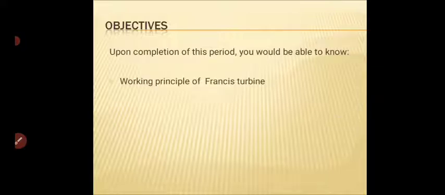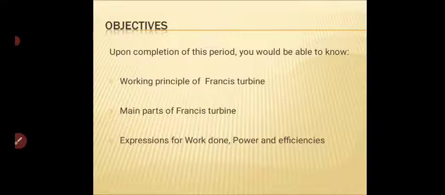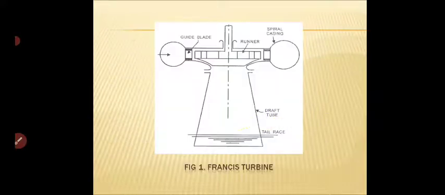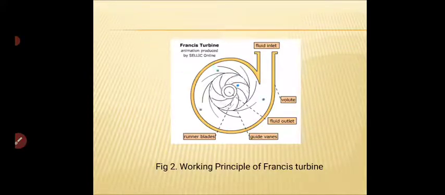So the objectives of this class: we will discuss the working principle and construction of the Francis turbine, the main parts of the Francis turbine, expressions for work done, power and efficiency for this Francis turbine, and some simple problems on it. Observe this diagram. This is the Francis turbine. The main parts of the Francis turbine are guide vanes, scroll casing, runner, draft tube and tail race. Now observe figure 2, the working principle of the Francis turbine.